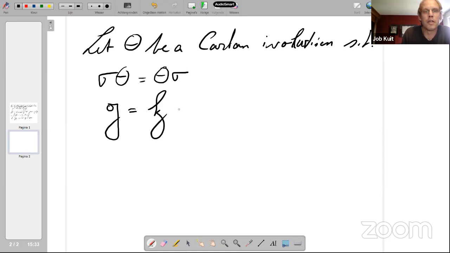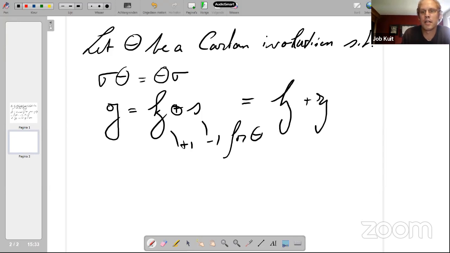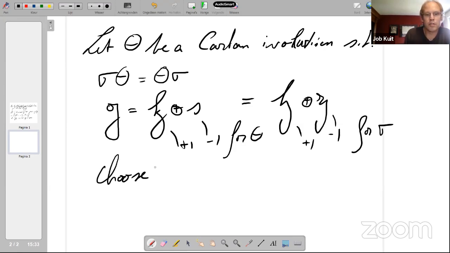So we first have g equals k plus s, where k is the plus one and s is the minus one eigenspace for theta. But at the same time, it's also h plus q, the plus one and minus one eigenspaces for sigma. I'm going to choose a maximal split abelian subalgebra in the following way. I begin by choosing something that's maximal abelian in the intersection of the two minus one eigenspaces. This thing I call a minus sigma. So I choose it in s intersected q.